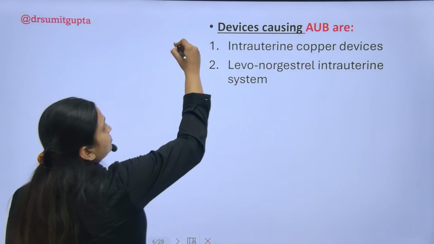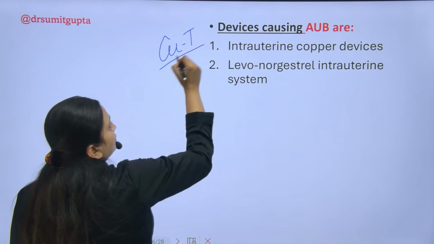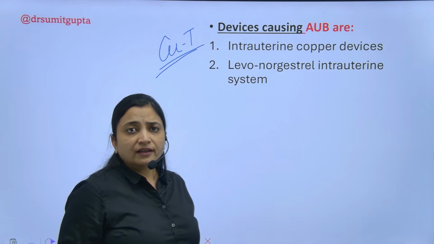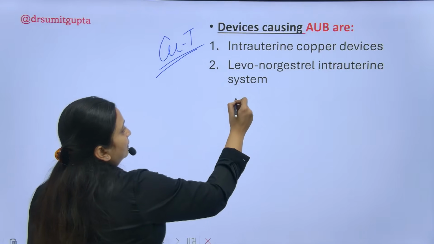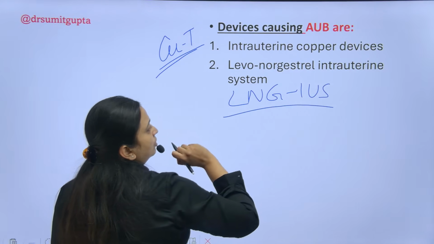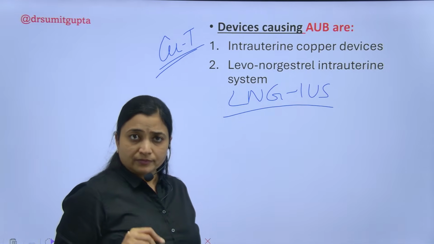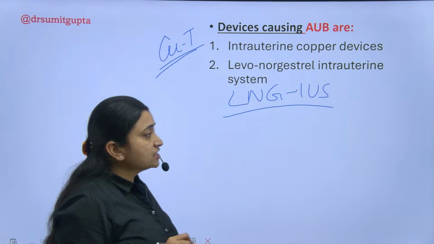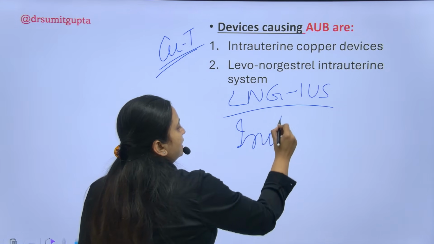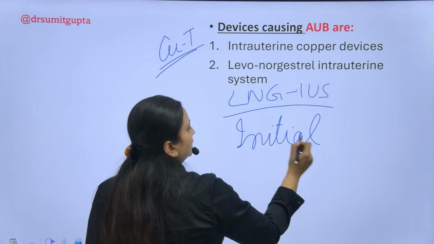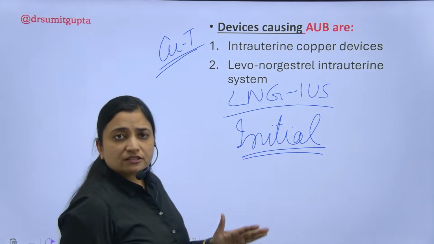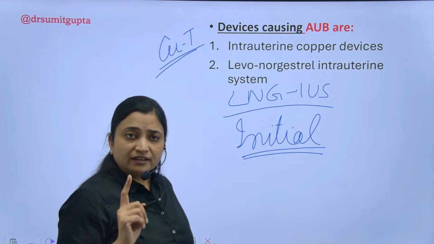Now if the patient is using a copper T as a contraceptive, or post some procedure a copper T is kept inside and it is creating irregular bleeding, and the LNG IUS, levonorgestrel releasing intrauterine system. This is a very good device which is used to control bleeding, but in the initial cycles when it is acting on the endometrium, it initially causes irregular bleeding. So we always want to ask whether she is carrying any device inside her uterus.